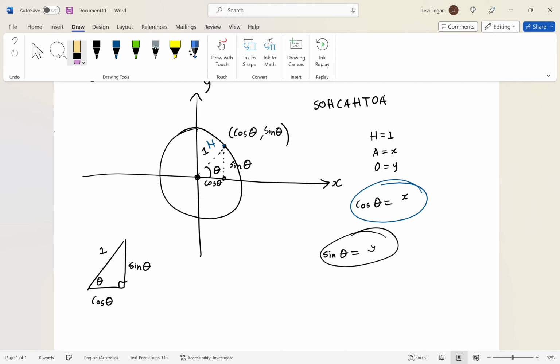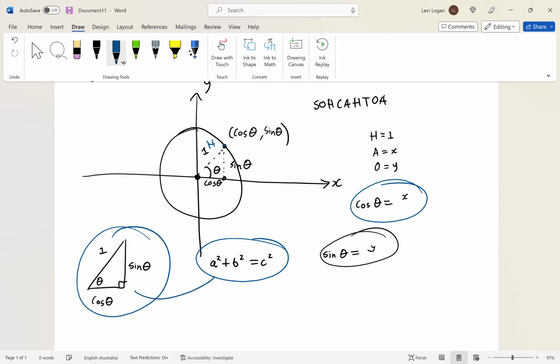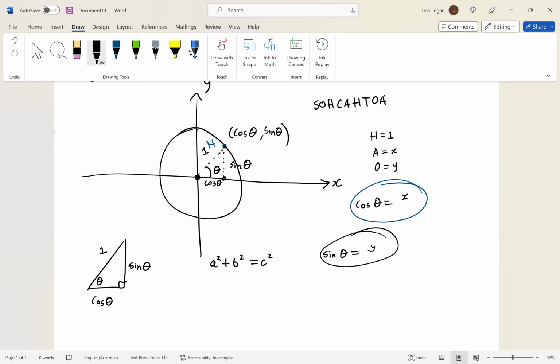What do we know about right angle triangles? Pythagorean's theorem, of course. So a squared plus b squared will always equal c squared. Okay? So let's apply this into that. We're going to have cos squared theta plus sine squared theta is equal to 1 squared. Simplifying that, we're just going to have cos squared theta plus sine squared theta equals 1.